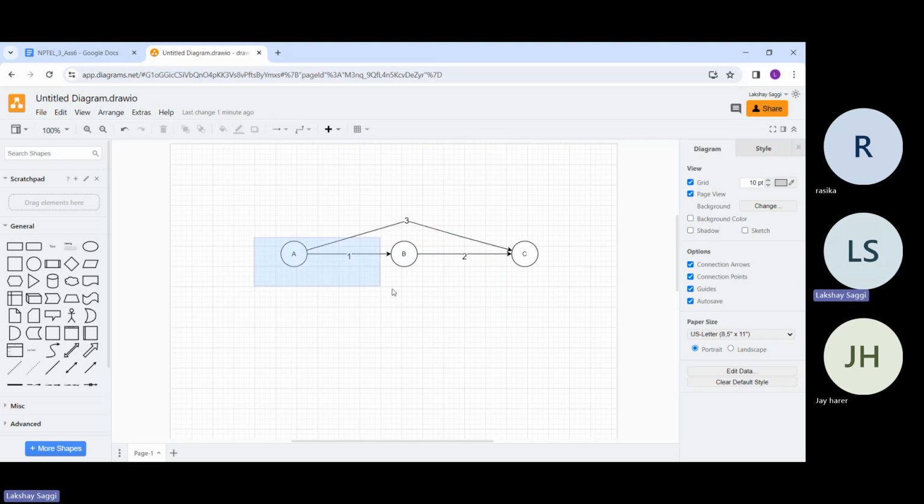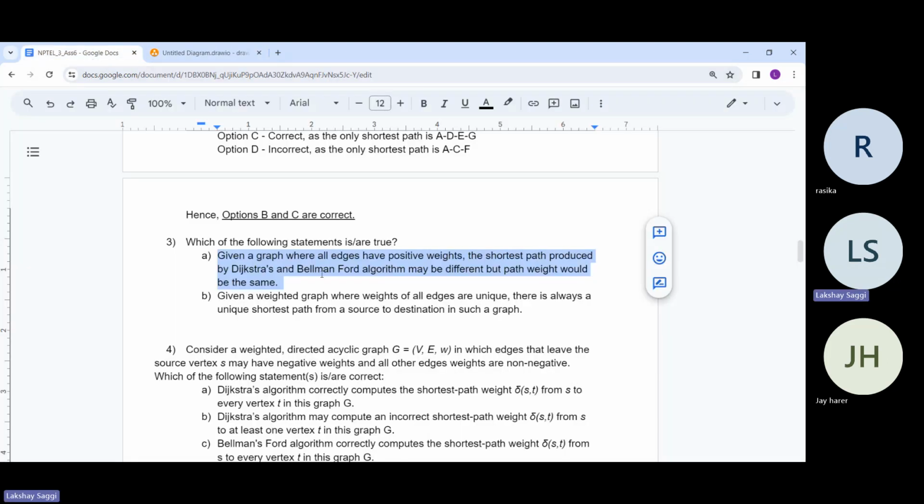So it may be possible that Bellman-Ford takes one path and Dijkstra's takes the other path. So that's why this statement is actually true. The paths may be different, but the path weight would be the same for the two algorithms.